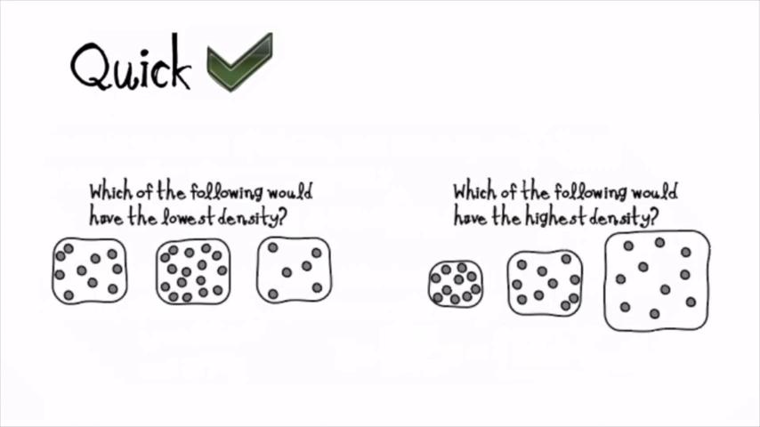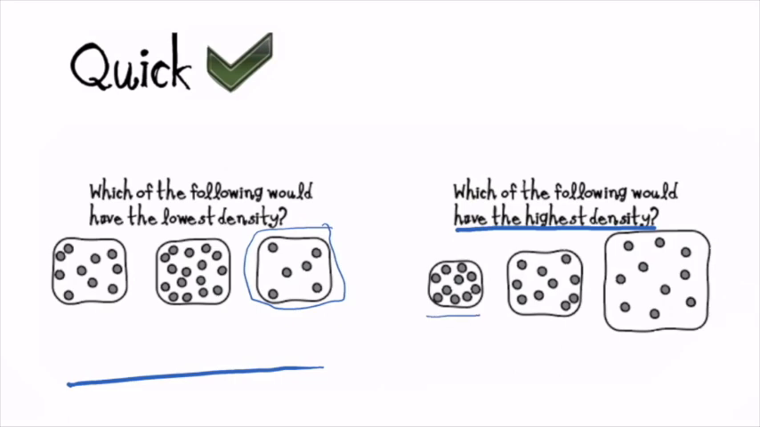So these are particle diagrams. So if we had these 3 images, which one would have the lowest density out of the first one? So that would be this one. Okay, so in this example, they all have the same mass, but they have different volumes. So which one would have the highest density? Would be this one.